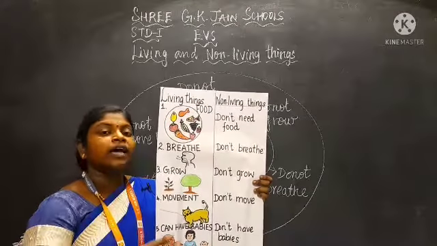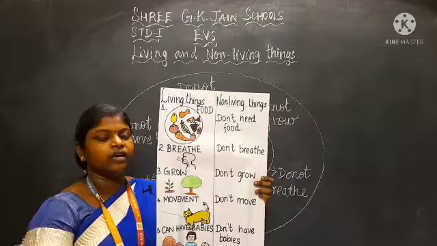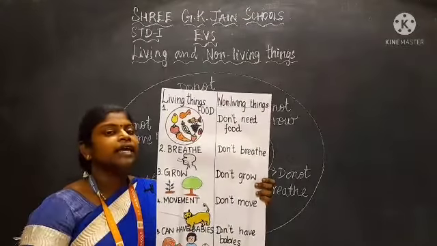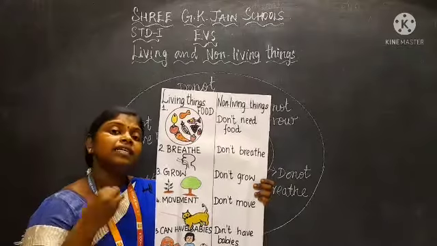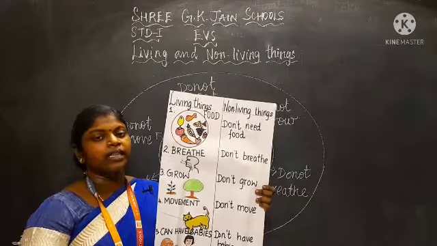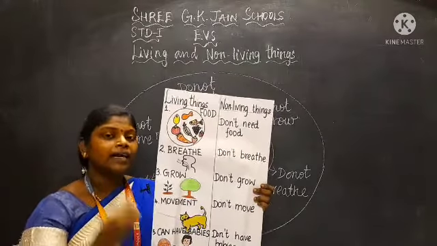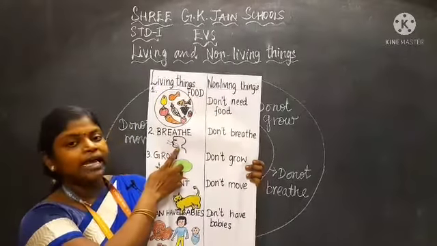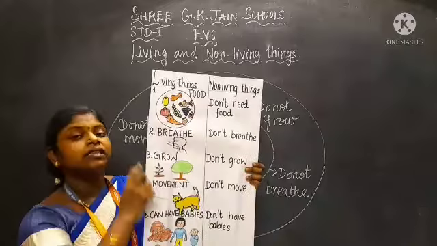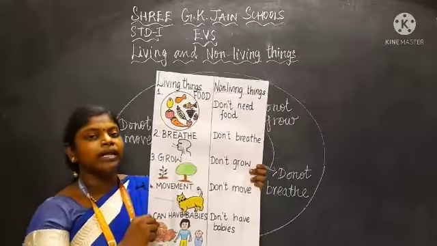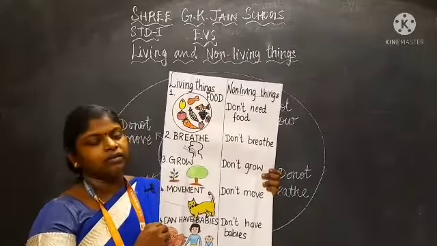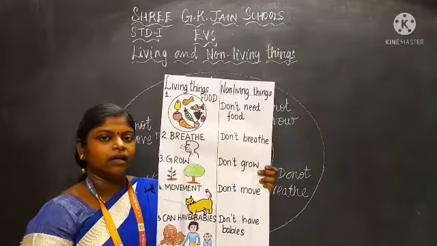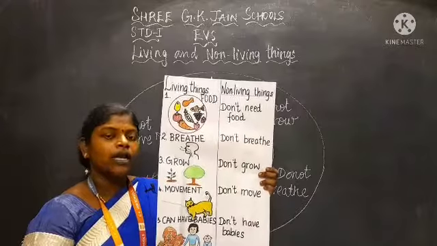Breathe. We are just inhaling the oxygen. We are just breathing, isn't it? Through the nose. So we are just intaking the oxygen and releasing the carbon dioxide. The unwanted air will be released through the nose only. So that means we are just intaking the oxygen and releasing the carbon dioxide. For us to live, we need oxygen. That is important. They do not breathe. If you take a doll, it won't breathe.